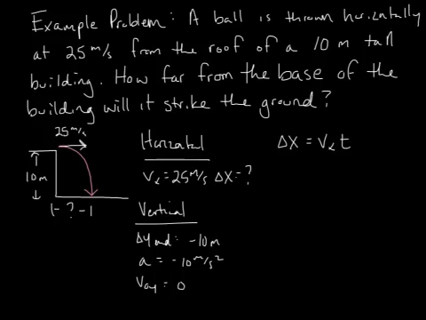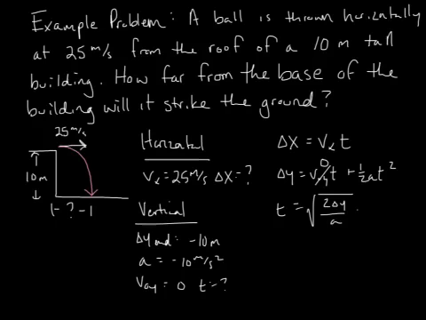So if I want to use the vertical information to solve for t, the best equation to use is delta y equals V naught y t plus 1/2 a t squared. And fortunately for me, V naught y is 0. Rearrange for t, and that is the square root of 2 delta y divided by a. So in this case, that's the square root of 2 times negative 10 over negative 10. And the square root of 2 is 1.4 seconds.